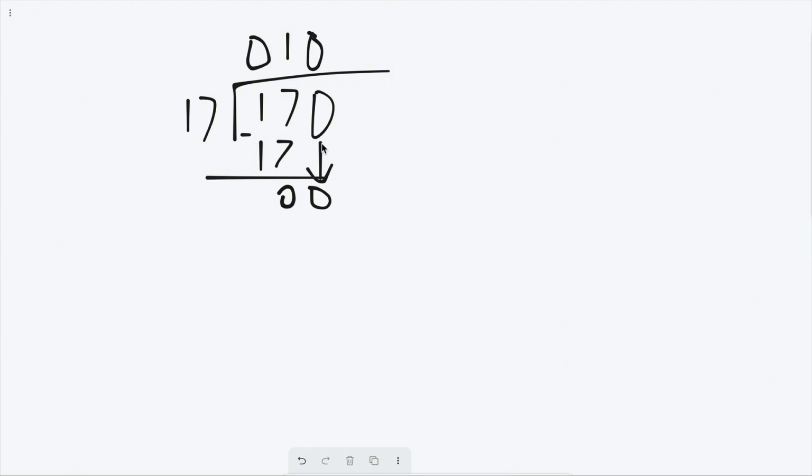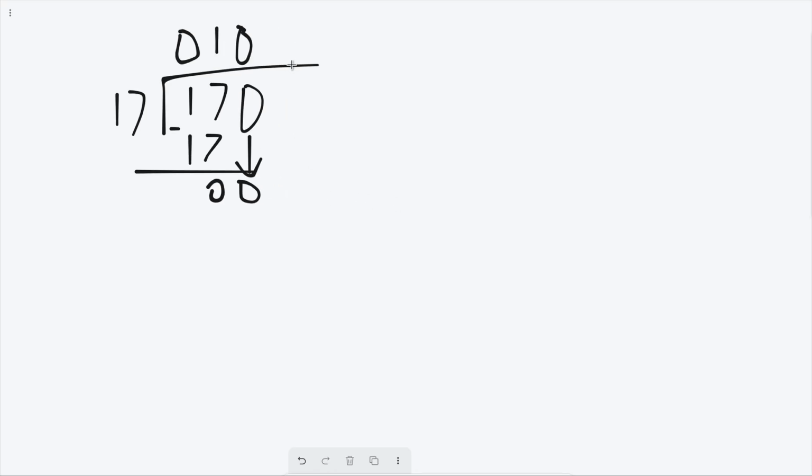The reason why we're bringing down this 0 is because you can't just forget about it. So, whenever 0 is the last number, you'll bring it down, and it will make you add 1 to the top, if that makes sense. So, we have 10. If you ignore the 0, we would have had 1, and that's not correct.